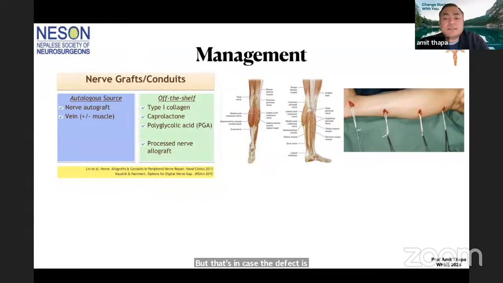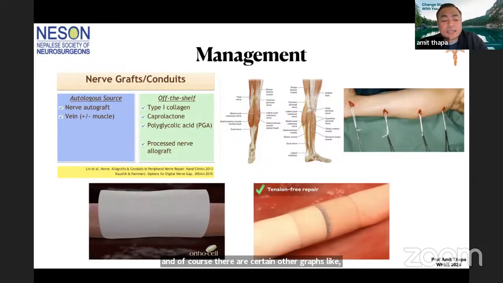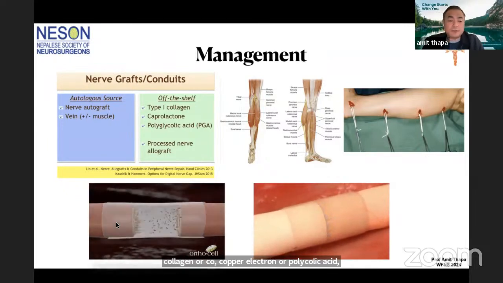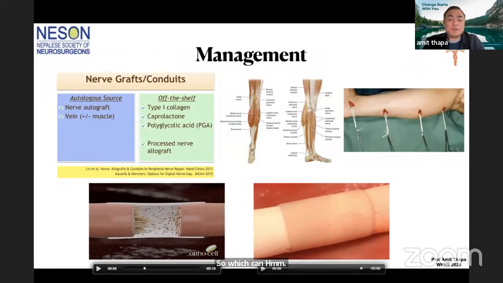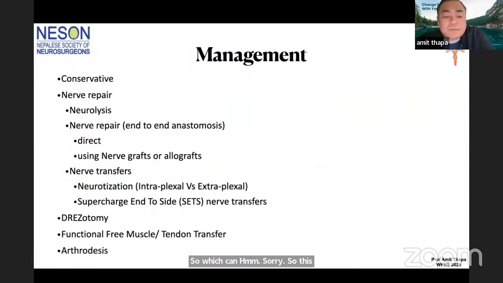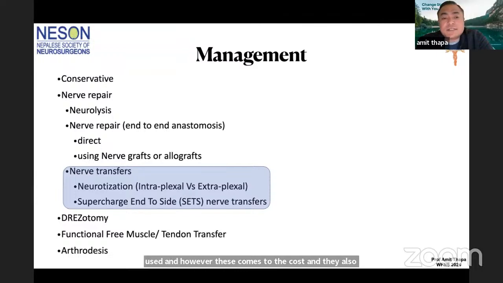However, this graft can work for distances over centimeters, but not beyond 50 to 60 centimeters. And of course, there are certain other grafts like collagen, polycaprolactone or polylactic acid grafts, and also allografts. These things can be used, however, they come with a cost, and they can also help in regeneration.